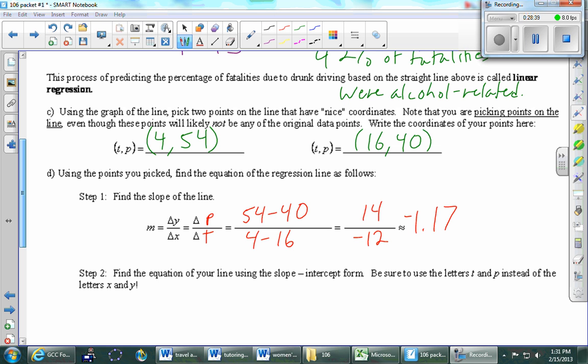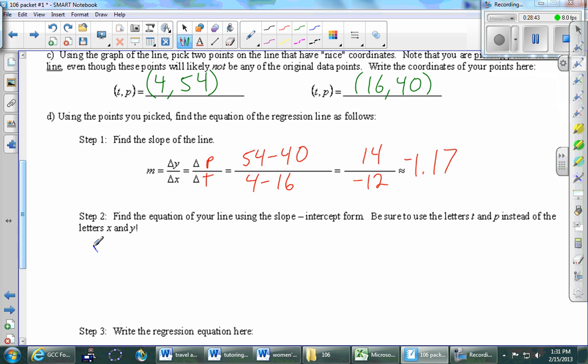So we're going to go back to our old friend. What's our favorite equation of a line? y equals mx plus b. Now note that I've written something here. It says be sure to use the letters t and p instead of x and y. And on the quizzes and on the tests in the future, I will take points off if you use x and y and the problem isn't x and y. The problem here is t's and p's.